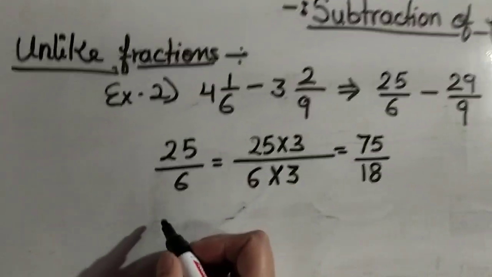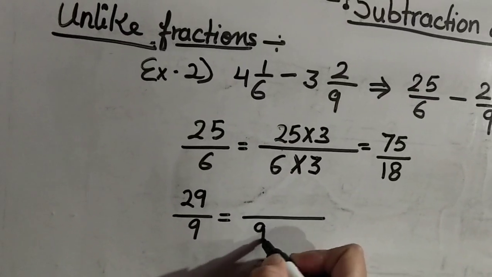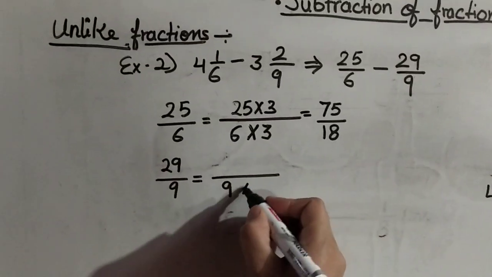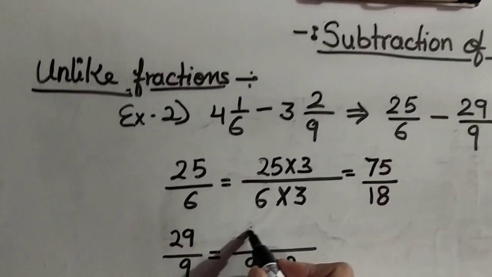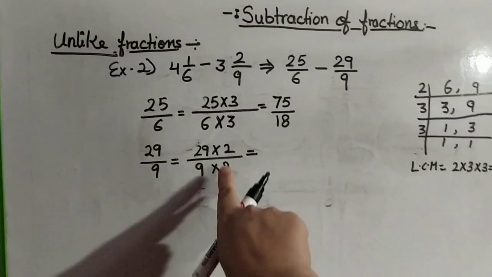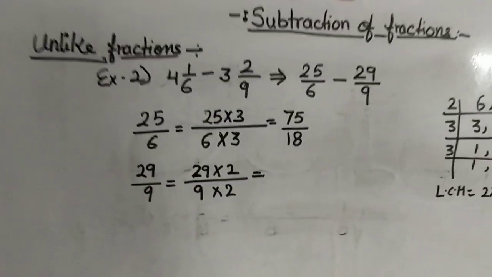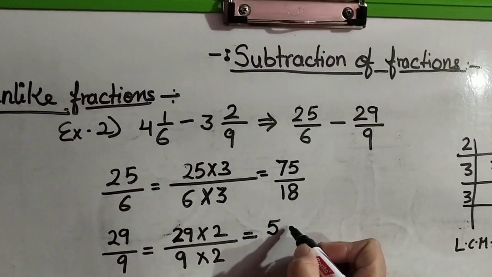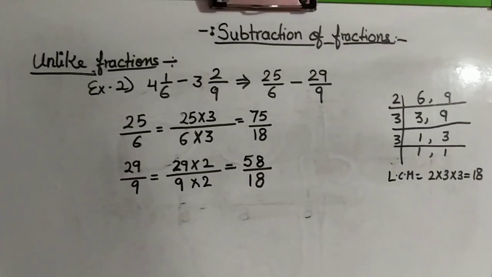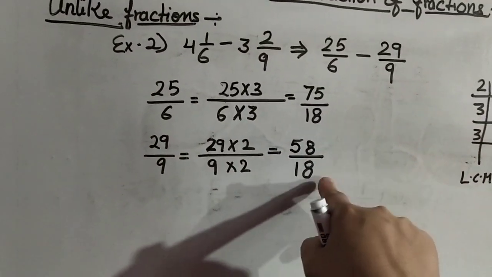Now our next fraction, 29 upon 9. Read the table of 9. How will we change 9 into 18? 9 multiplied by 2 equal to 18. So 29 multiplied by 2. Because we multiplied by 2 in the denominator, we'll multiply by 2 in the numerator also, and we'll get the equivalent fraction. 58 upon 18. So now we get two like fractions, 75 upon 18 and 58 upon 18.